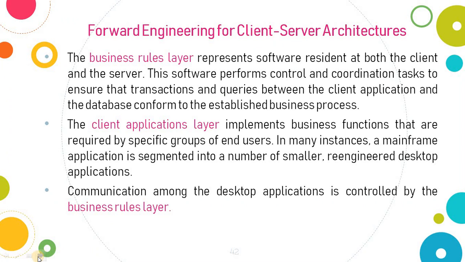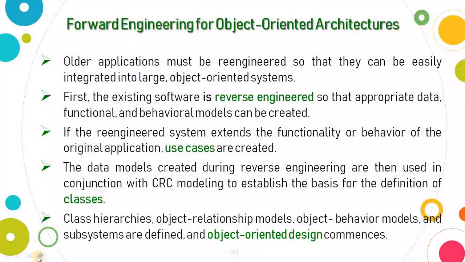That is explained here. The business rules layer means business rules of the mainframe. That is, the software performs some control and coordination tasks to ensure that the transactions and queries between the client application and the database conform to the established business process. The client application layer implements business functions that are required by a specific group of end users. In many instances, mainframe application is segmented into a number of smaller re-engineered desktop applications. The communication among the desktop applications is controlled by the business layer.